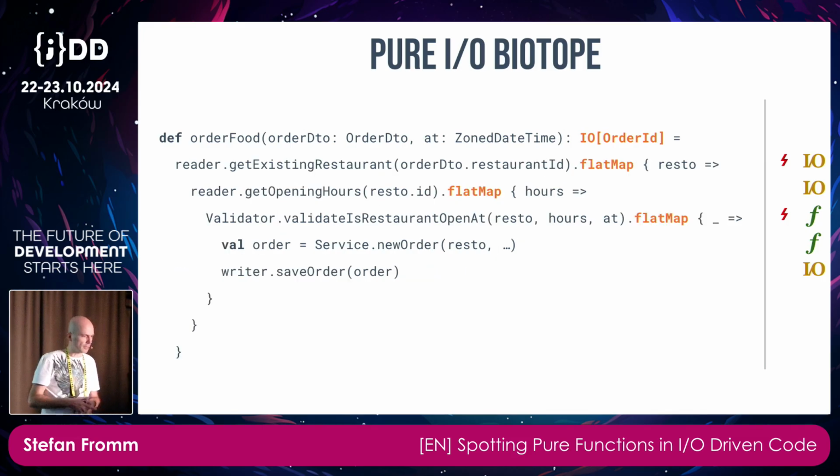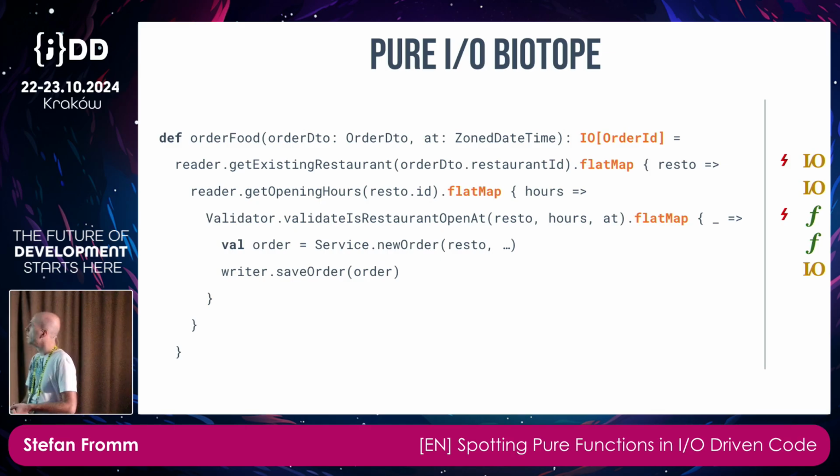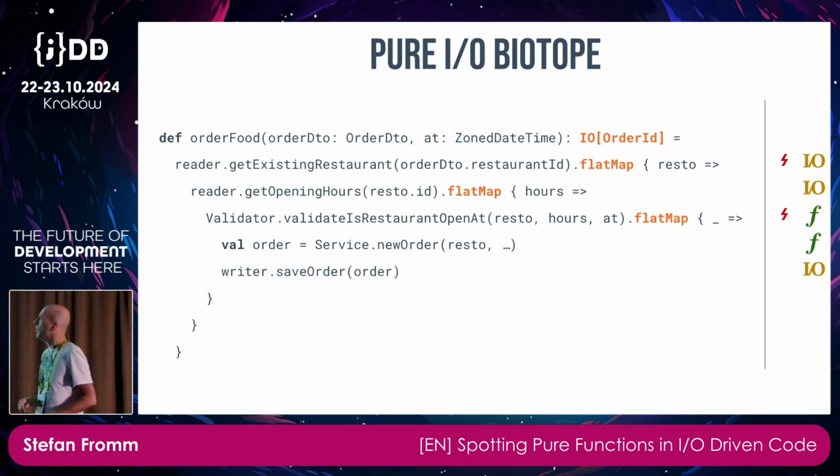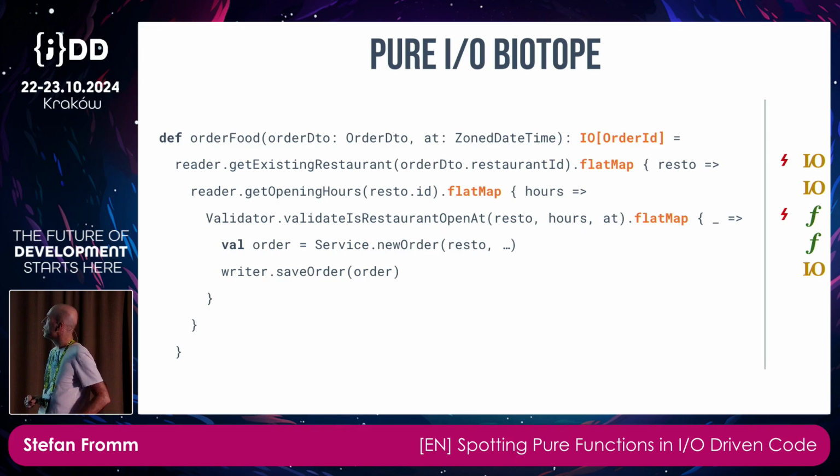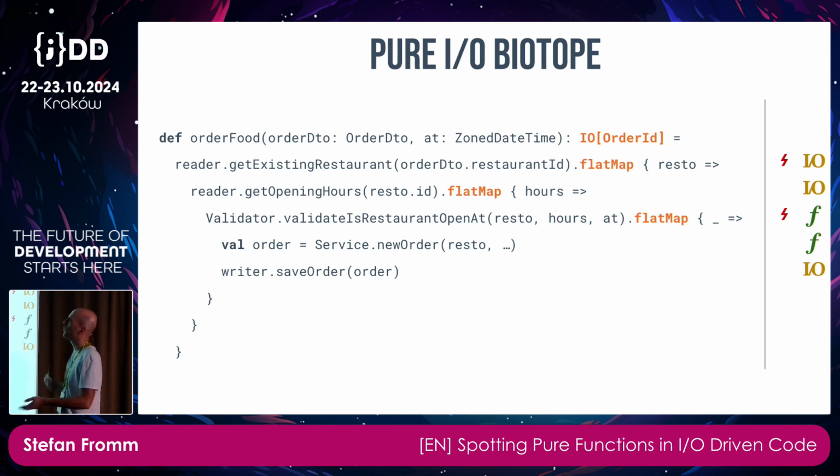I can do this. Looks ugly. Because, yeah, unfortunately, flatMap here nests calls. And it's not nice, but I could return the first flatMap restaurant and opening hours in a tuple and have it more sequentially.